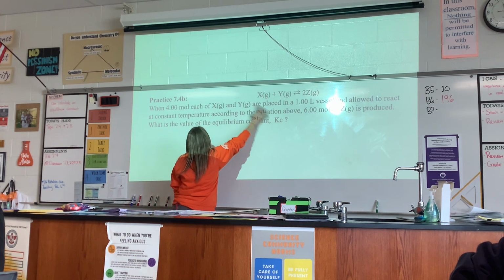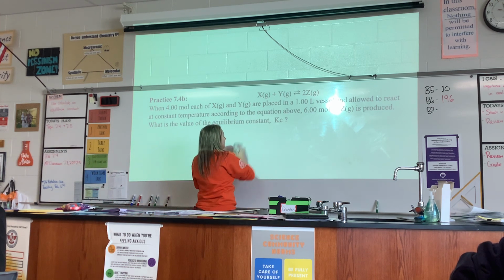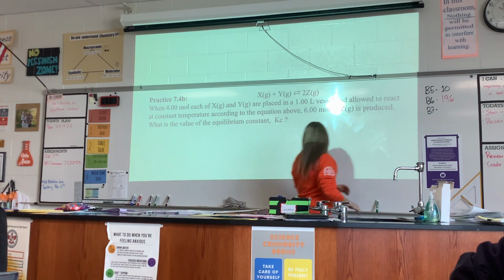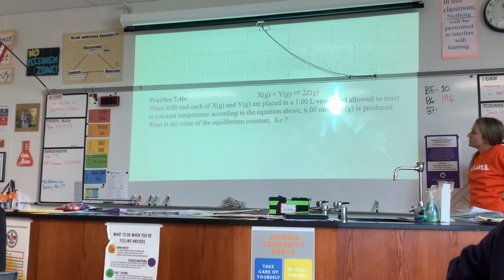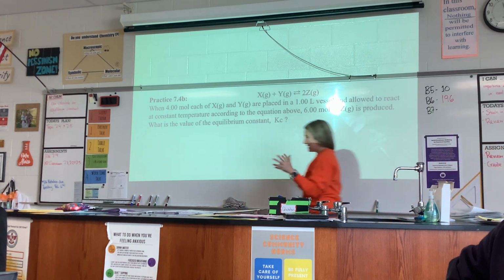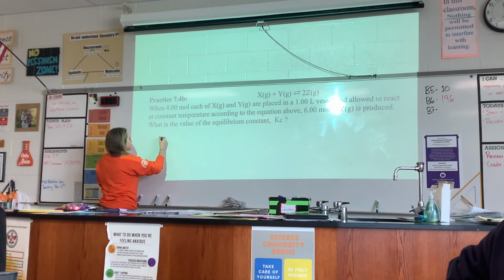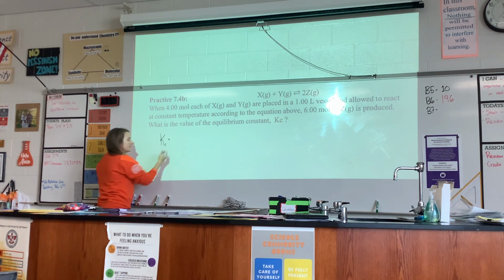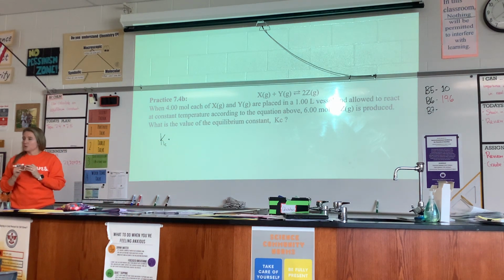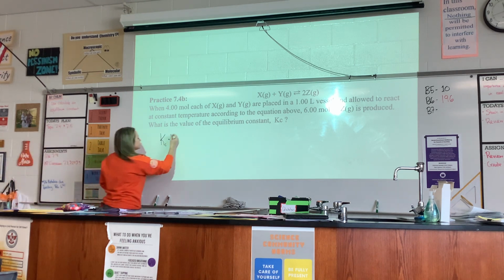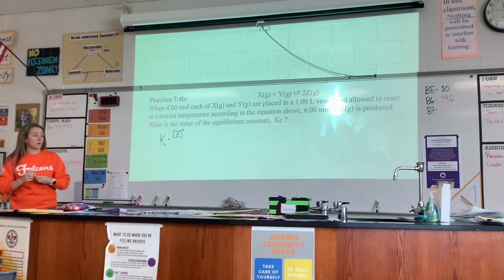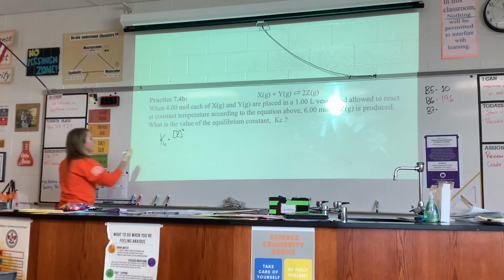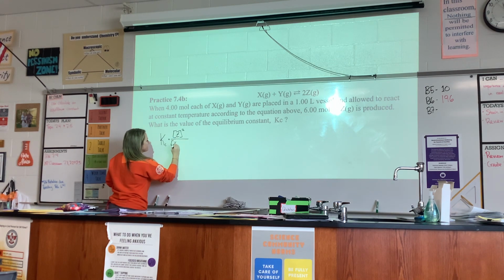So it says here that we have 4 moles each of X and Y placed in a 1 liter vessel and allowed to react at a constant temperature according to the equation above. 6 moles of Z is produced. What is the value for the equilibrium constant Kc? Same initial thought, so let's write our Kc expression just to have that in mind. Kc is always products over reactants. So it's Z squared, once again we're using molarity now because of what they're giving us, over X and Y.